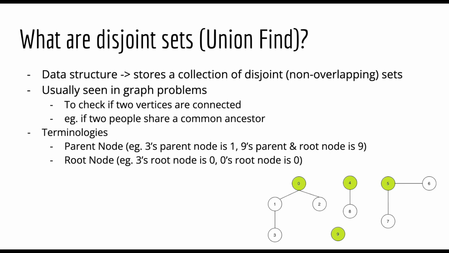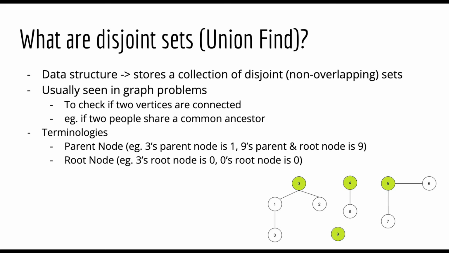The parent node is the direct parent node of the vertex. So for example, in the diagram below, the parent node of vertex 3 is 1, the parent node of vertex 2 is 0, and the parent node of vertex 9 is 9. And as for root node, it is a node without a parent node, and it can be viewed as the parent node of itself. So we can also think of it as an ancestor node.